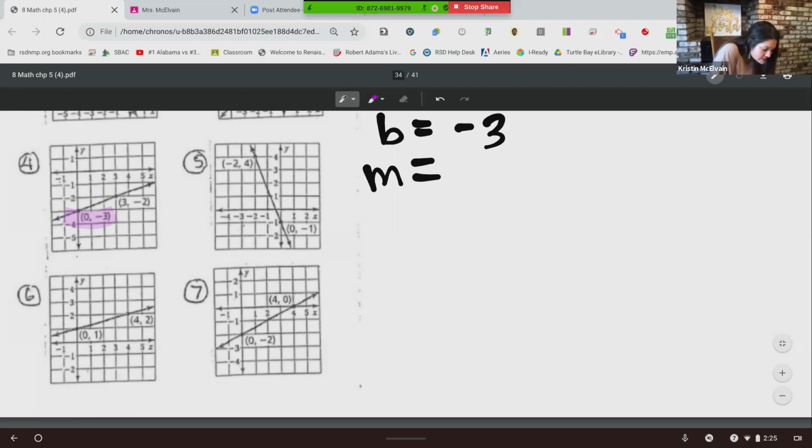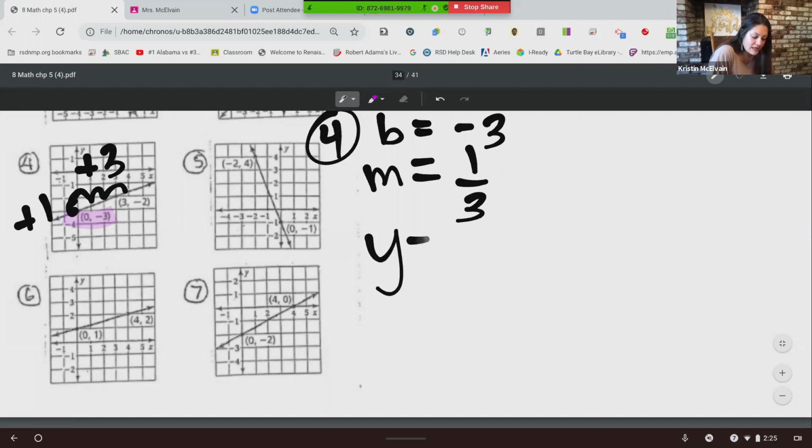And now I'm going to count my slope, rise over run. And I see it goes up 1. And then we're going to run 1, 2, 3. 1 over 3, giving me number 4, y equals 1 third x plus a negative 3.